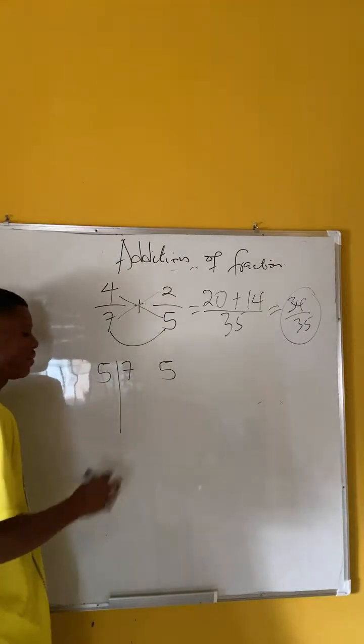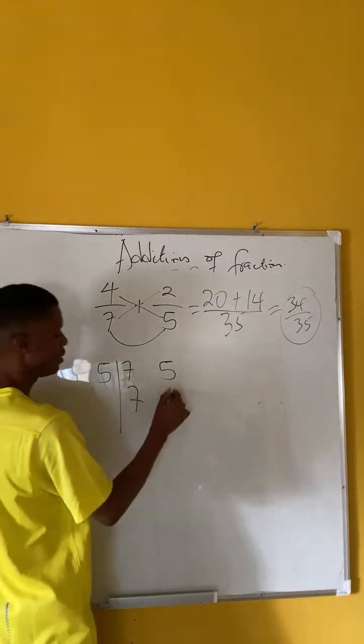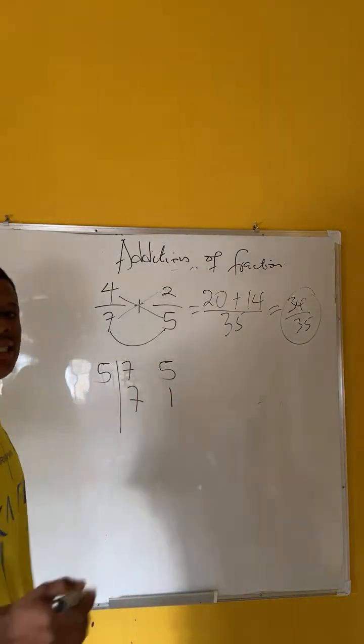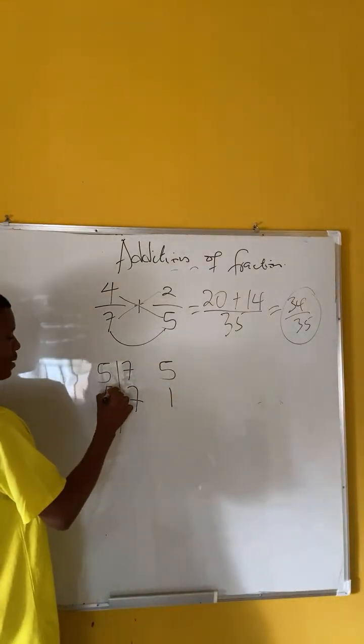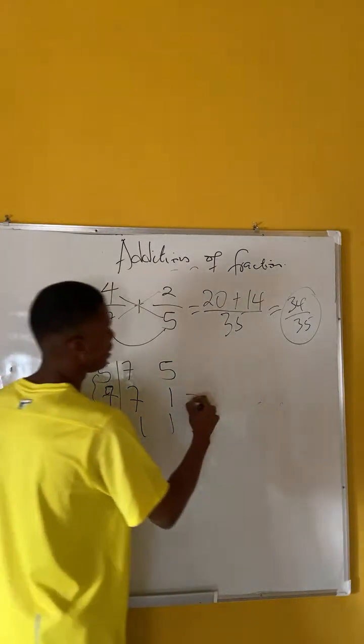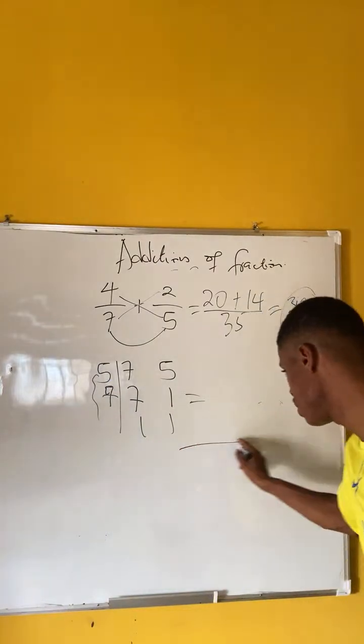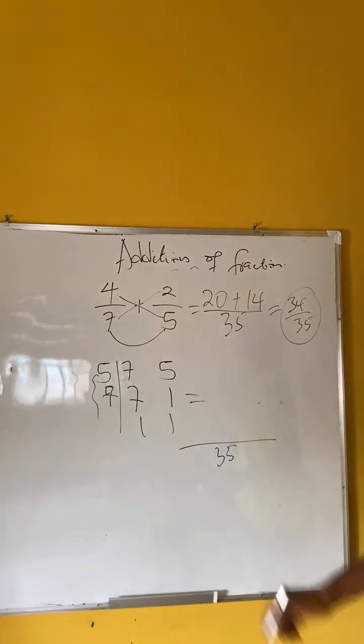If you divide by 5, you can't divide 7, so you bring it down. Divide 7 by 7, you have 1. Then the next thing we do is divide by 7. 7 divided by 7 is 1. So the LCM is basically the product of the two numbers, which is also 35. Draw a straight line, write 35.